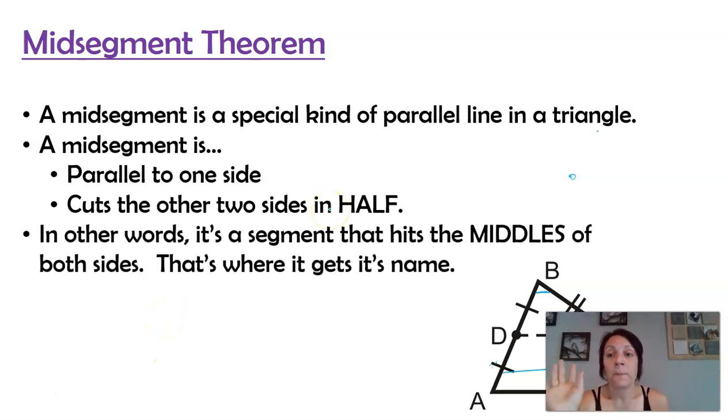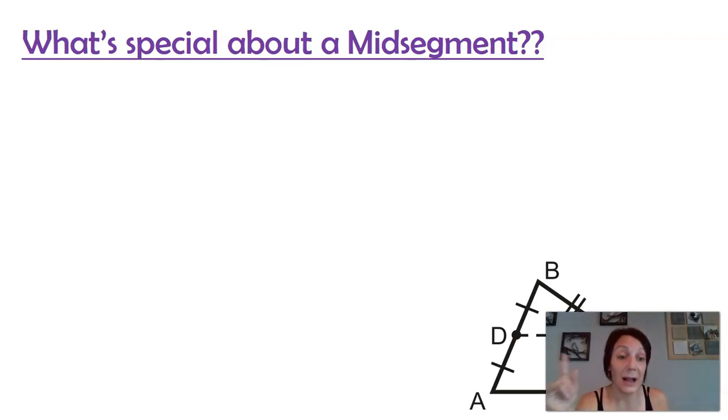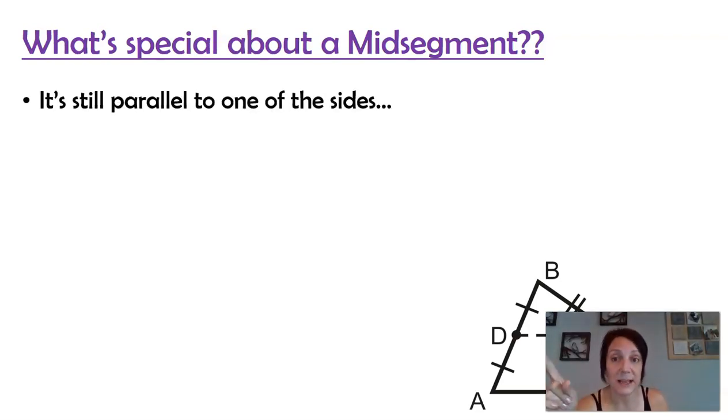Okay, so in English, a midsegment is just a segment that comes through the triangle and hits the middles of two sides. That's where it gets its name. Right? Mid as in middles, segment, it's a segment. It has two endpoints. Okay, so again, what's so darn special about a midsegment? It's a really special case of the proportionality thing we talked about in the beginning.